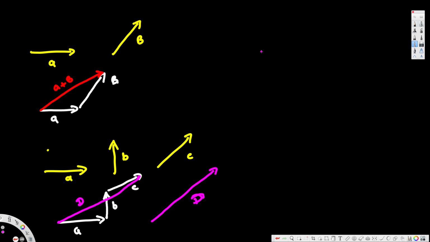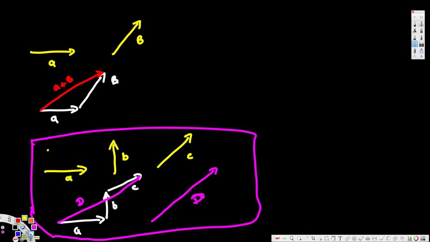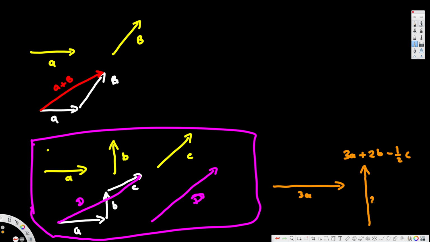Now let's look at something different. Let's use this one to write a different vector. Let's say we are asked to find 3a plus 2b minus half c. A is this one, right? 3a means it's 3 times bigger, so we are going to have something like this, 3a, and 2b is going to be double of this one, and half c is going to be half of this one. This is half c, but this is negative, right? So since this is negative, we are going to have the opposite direction, negative half c.